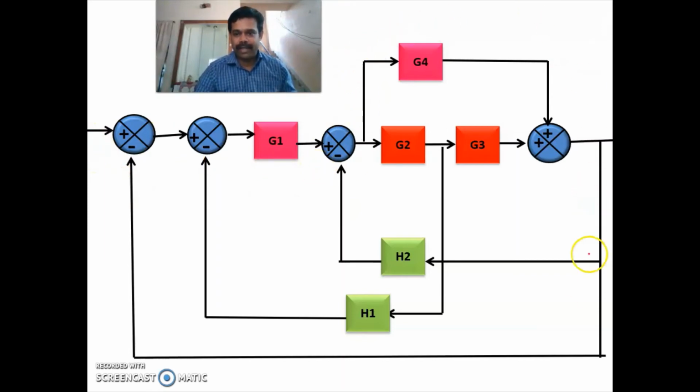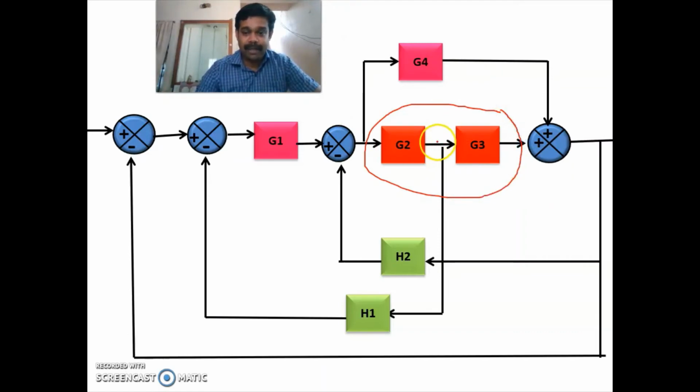First you analyze this figure, and check whether it is possible to apply any rules. We have studied 10 rules, and we have to check whether it is possible to apply any rule without modification. While analyzing this figure, we see that these two blocks G2 and G3 are cascade, but one branch point is here. So you can't apply the cascade rule directly.